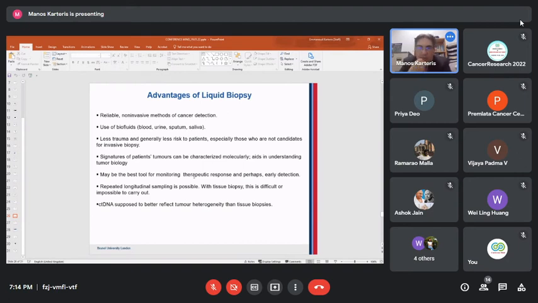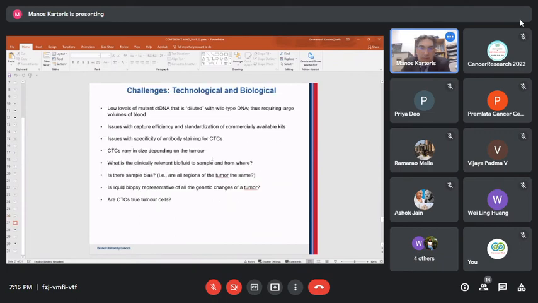But we know that there are numerous advantages of liquid biopsies. They are reliable. The non-invasive nature is great. You really don't have to operate on the patient. Less trauma and generally less risk to patients. The molecular signatures are of great use. You can monitor therapeutic response and you can have a number of longitudinal samples, as I just mentioned. Again, there is certain data emerging to suggest that even circulating tumor DNA can reflect tumor heterogeneity better or at the same level than tissue biopsies.